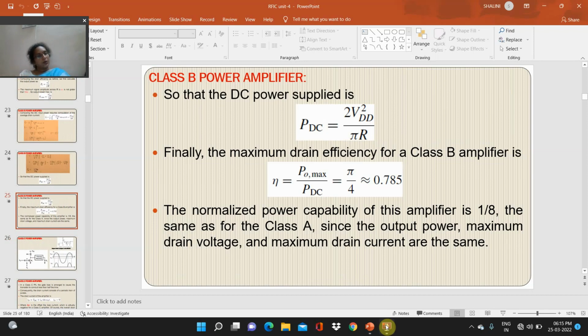Finally, the maximum drain efficiency for a Class B amplifier is eta is equal to P0,max by PDC, which is equal to pi by 4. The normalized power capability of this amplifier is 1 by 8, the same as for Class A, since the output power, maximum drain voltage and maximum drain current are also the same.